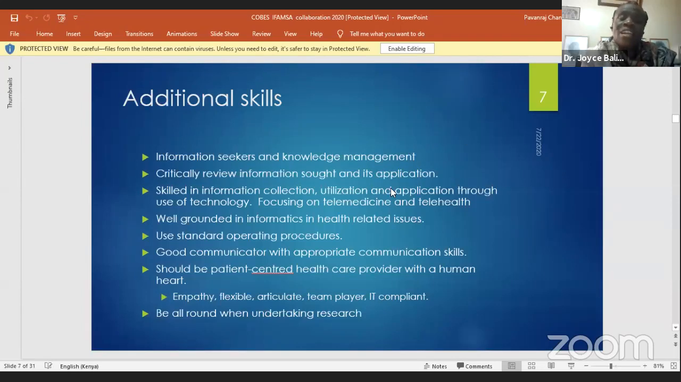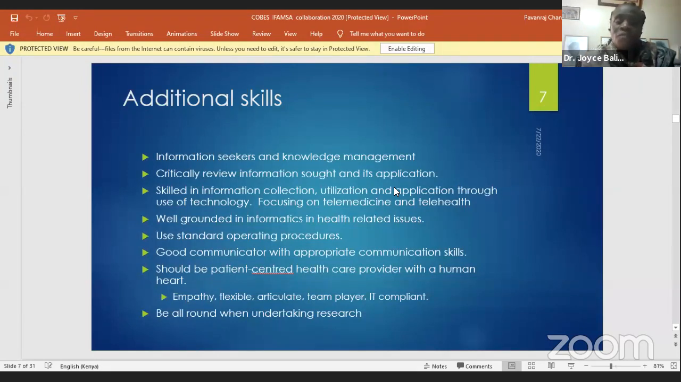In addition to that, there are additional skills which are needed by all healthcare professionals. I don't just talk about the doctors. I train 8 cadres at the College of Health Sciences. And these students must have the following additional skills. They must be information seekers and knowledge management people. They must be able to critically review information sought and its application. And they must also be skilled in information collection, utilization, and application through use of technology, focusing on telemedicine and telehealth. Now that COVID is here, it's giving us a challenge for what we have been doing previously. And of course, they must also be well-grounded in informatics, in health-related issues, and use standard operating procedures when doing whatever they do, the way they do it.